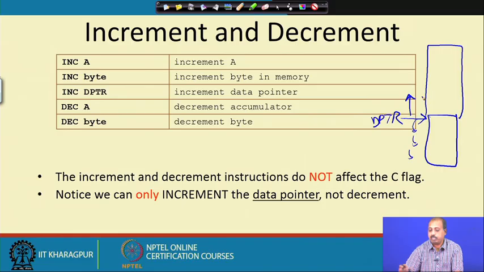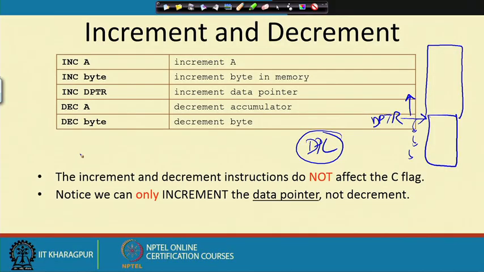So, for that purpose you have to use the DPL register. You can increment and decrement the DPL, but whenever you are using the pair, you cannot do this. So, DPTR is always increment only.